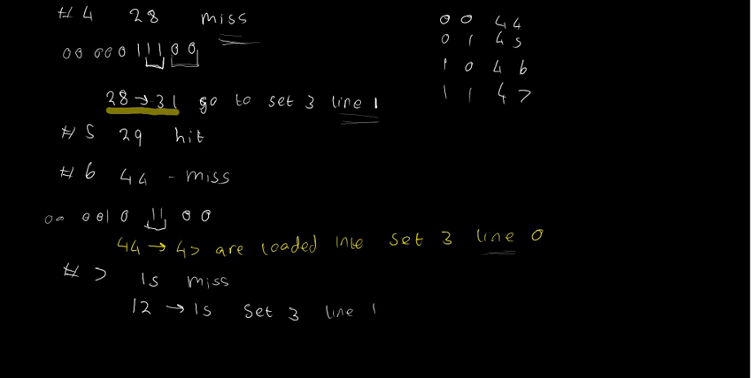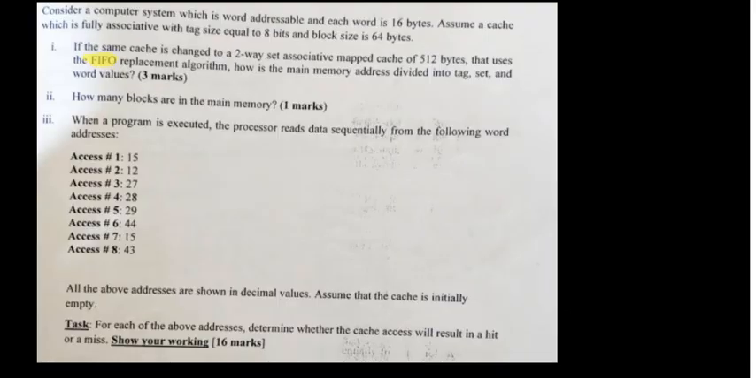Next we're going to have access number 8. What is access number 8? It's 43. Have we loaded in 43 anywhere? No, I have not loaded in 43 anywhere. So I'm going to convert that into binary real quick, which is 1 0 1 0 1 1. Then we're going to have 0 0 0 0 there. We're going to have this content over here.